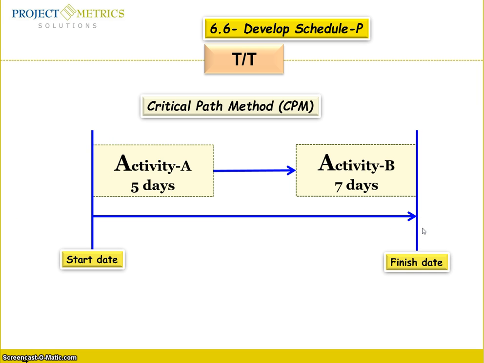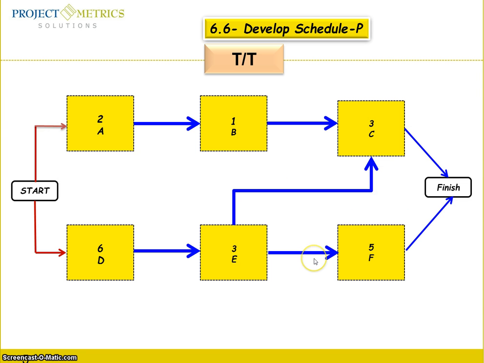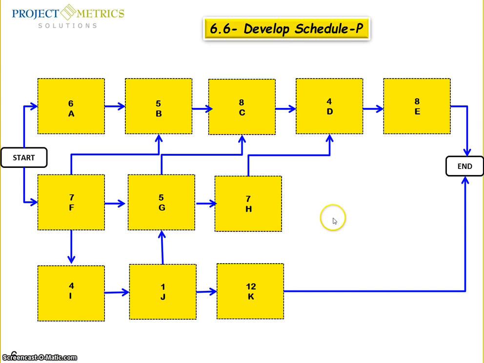As a project manager, you might see a simple activity, start date, finish date, where activity A takes 5 days and activity B takes 7 days. So the total is 12 days. However, you might see a shape diagram like this, with a start date and finish date. You have to manage how to accomplish your project according to the start date, accomplishing all these project activities A, B, C, and D, E, F. Or you might see a diagram that looks like this.